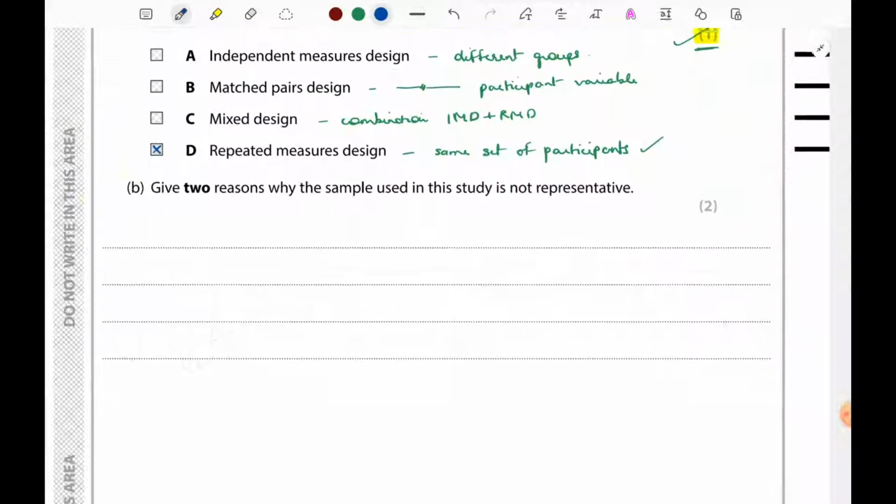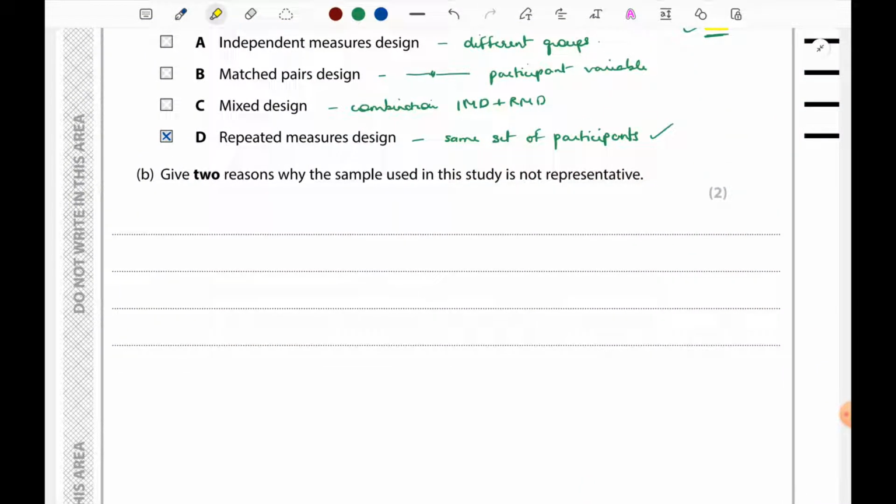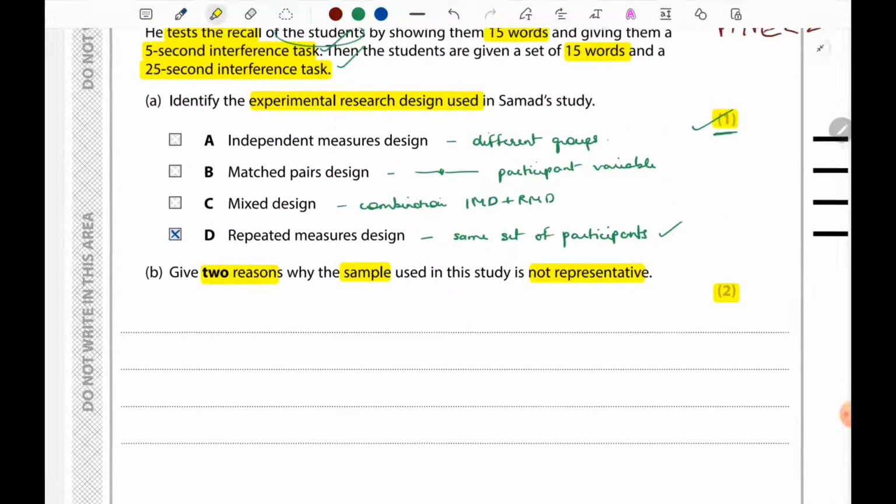Let's move towards question 2. Okay, in paper 2, that same scenario which is there, all the questions come from there only. So we are continuing with the same Samad scenario. Here they've asked us to give two reasons why the sample used in this study is not representative. And they've allotted 2 marks for this answer.